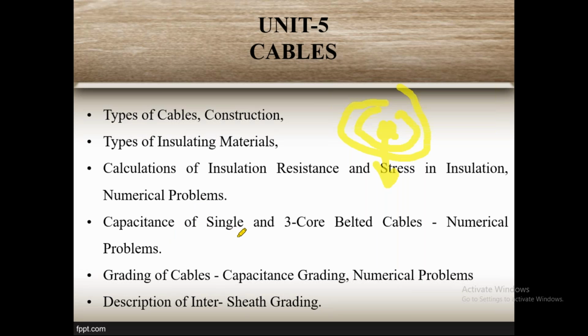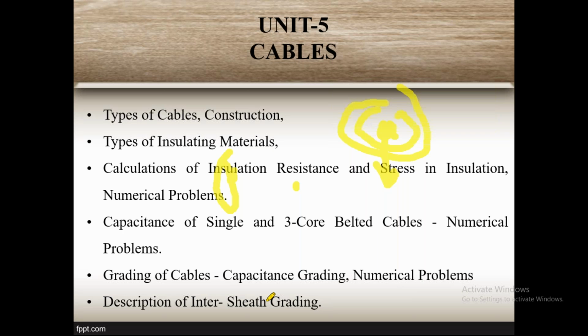Next, capacitance of single-core and three-core belted cables. If it is a single wire, what is the insulation capacity? If it is three wires, what is the insulation capacity? How we can calculate that is covered in numerical problems. And grading of cables means that the cables should be classified based on the supply capacity, how much capacity they are capable of. And description of intersheath grading means that if any deviation occurs, how we can replace the cables.